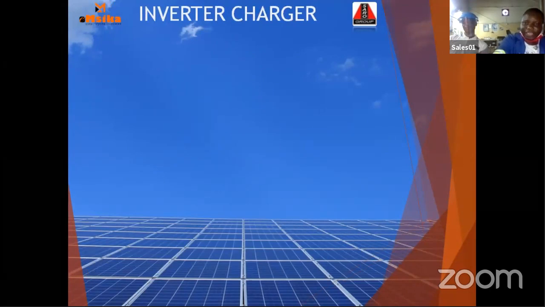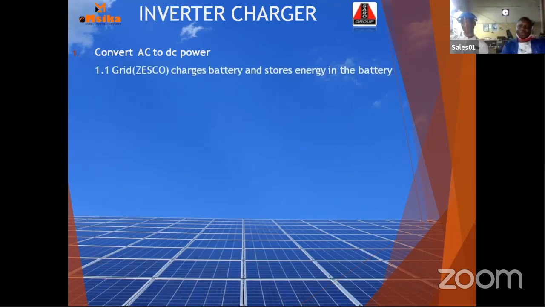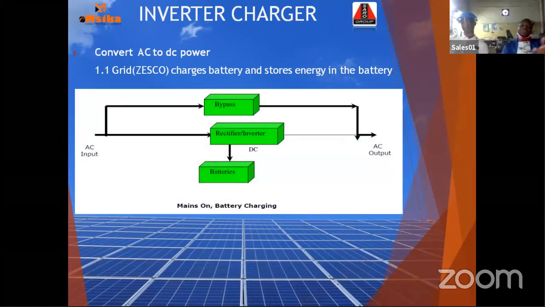So what is an inverter charger? An inverter charger simply converts AC to DC power, like we've explained. You've got ZESCO connected to the inverter. Then the inverter does all the conversion from AC, alternating current, which is ZESCO, into direct current, which is stored in your battery. So the ZESCO grid charges the battery and stores energy in the battery. That diagram shows you what an inverter does.